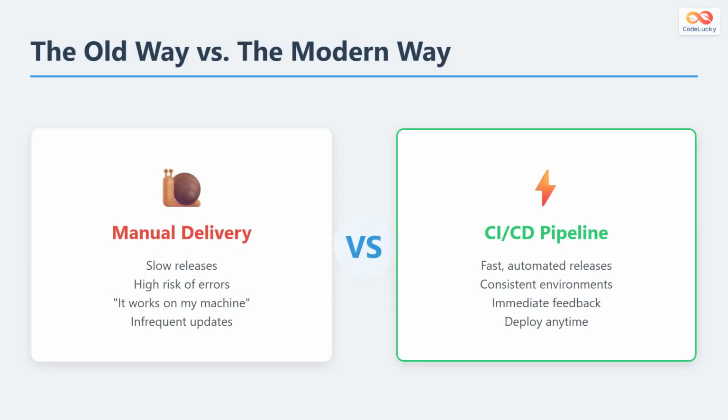To understand why CI and CD are important, we first need to look at the old way of doing things. Traditionally, software delivery was a slow, manual process. Developers would work for weeks or months, merge everything at once, and hope it worked. This led to massive bugs and infrequent updates. The modern way, using a pipeline, allows for fast, automated, and consistent releases.